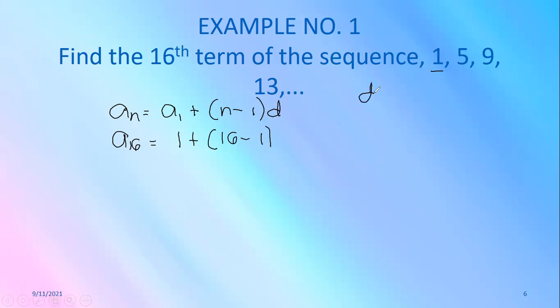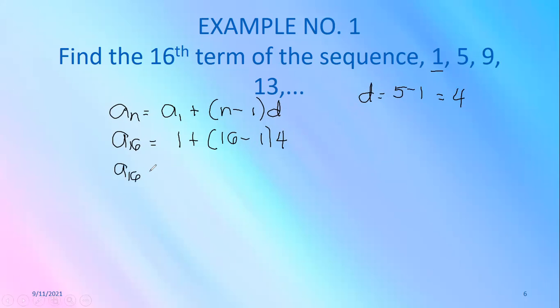How do we get the common difference again? Subtract the first term from the second term or second term from the third term. So this will be 5 minus 1. So this is equal to 4. So we multiply it to 4.